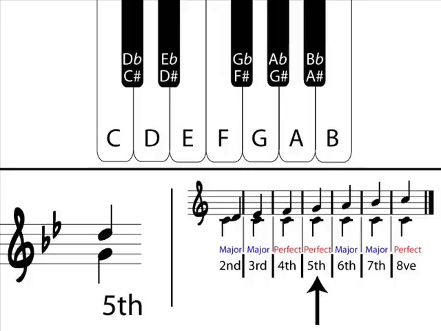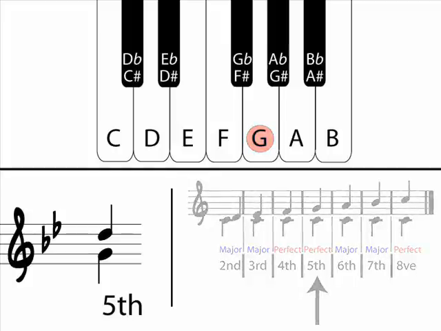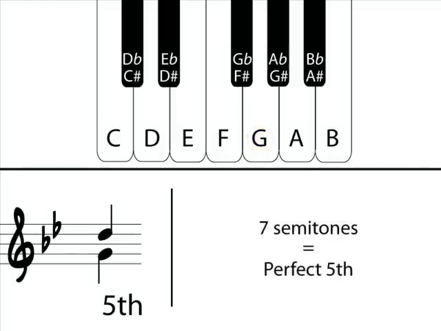We now count the semitones between that C and the G. So, here's the C. To C sharp is 1, D is 2, D sharp is 3, E is 4, F is 5, F sharp is 6, and G is 7. Therefore, we know that a distance of 7 semitones make up a perfect fifth.